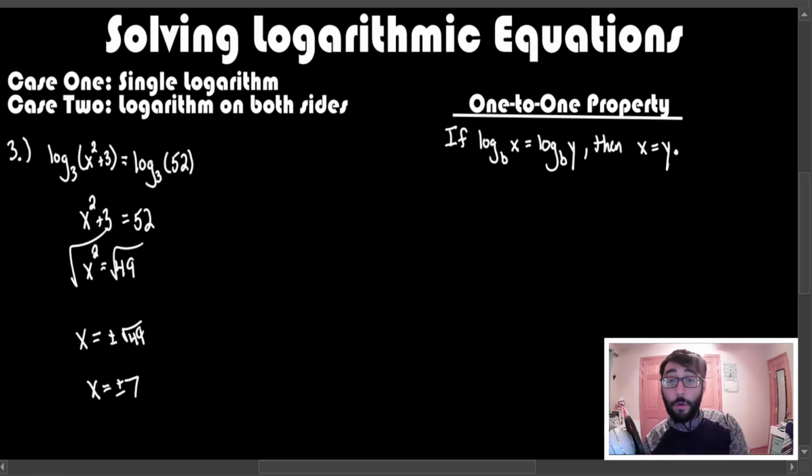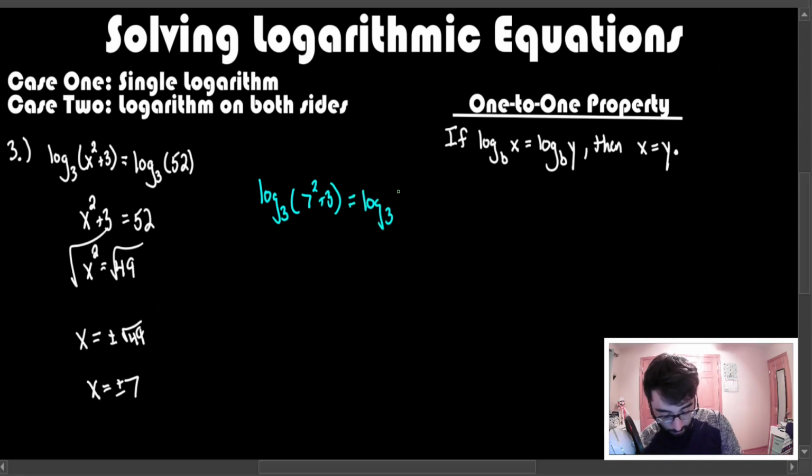Now remember, we need to double check our answer to see if it makes either of the logarithms 0 or negative. So I have to plug in 7 and negative 7 to see if it makes any of those negative. If I did that, I get log base 3 of, let's do positive 7 first, 7 squared plus 3, which is log base 3 of, well, there's no x over here, so this is going to be 52. That's always going to be 52. That's kind of an easy one we can deal with. And notice this would end up becoming 49 plus 3 because 7 squared is 49.